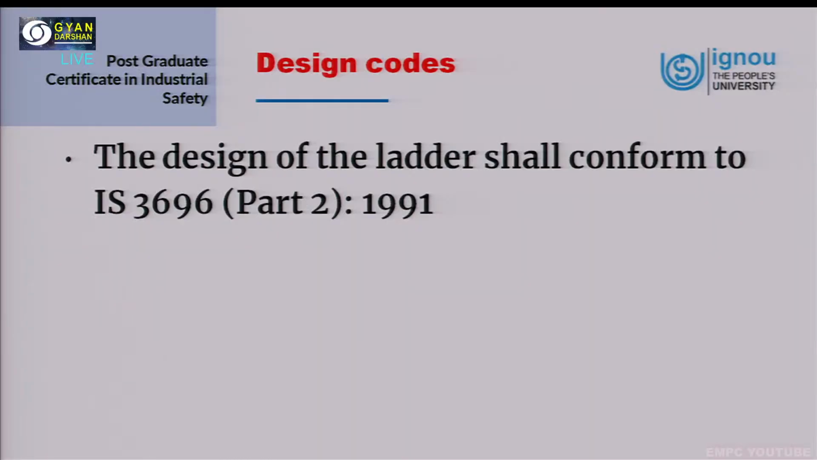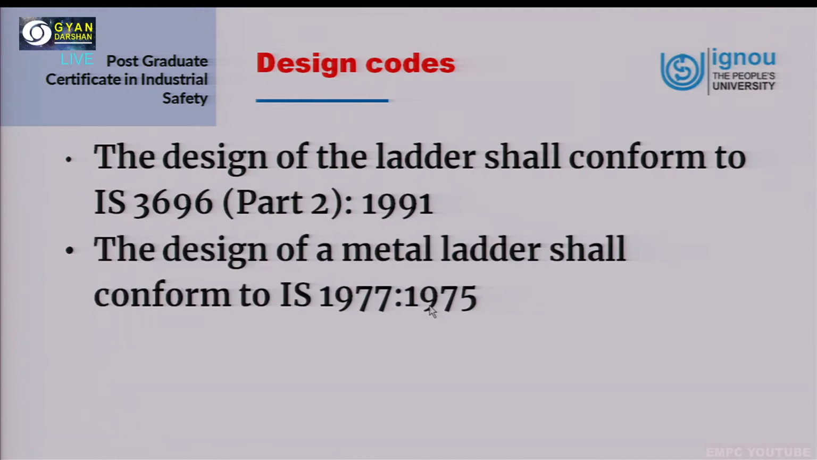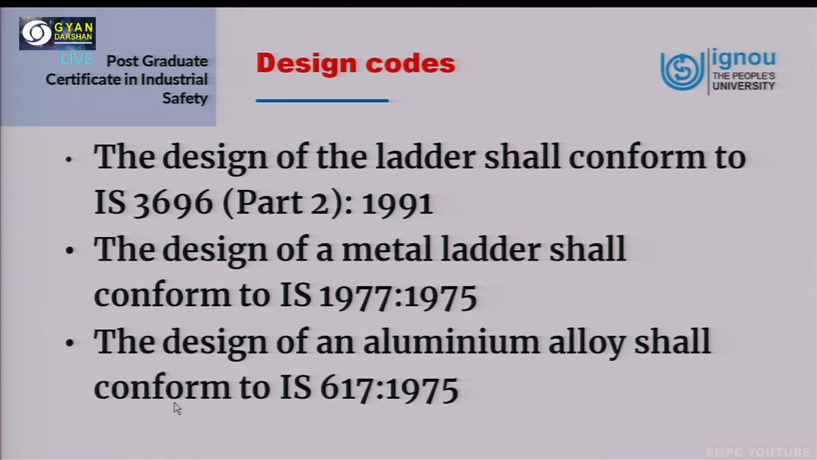Now, as I mentioned earlier, we need to follow certain design codes that are mandatory. These are standard design codes. The design of the ladder shall conform to the IS code 3696 part 2 1991. The codes also specify the design of a metal ladder, and that should conform to IS 1977 1975. The codes also talk about the design of an aluminum alloy ladder, and that should conform to IS 617 1975.